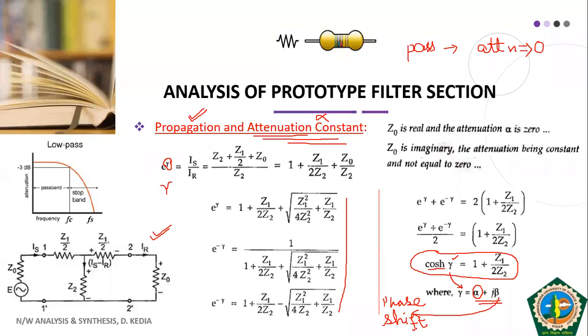Obviously, as I told you, in case of pass band, your attenuation is 0. What does it mean? It means that in case of pass band, the value of alpha will be 0. If alpha is 0, it means gamma will be an imaginary number in case of your pass band. This you need to remember, and you correlate. See what I am doing? I am correlating mathematics with the concept of the filter.